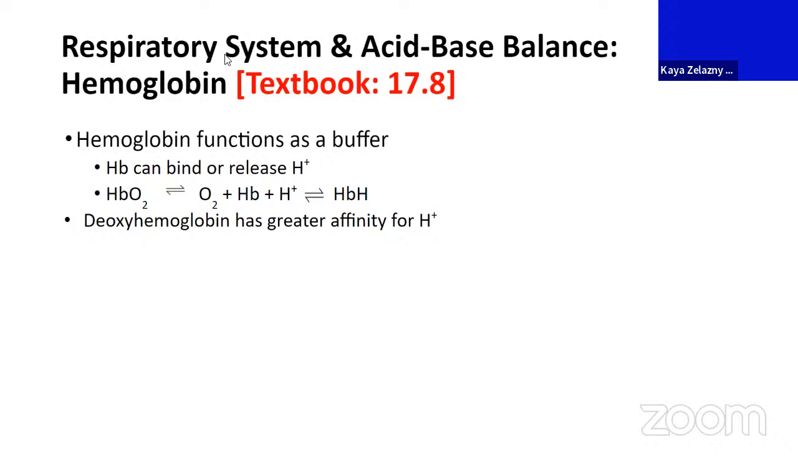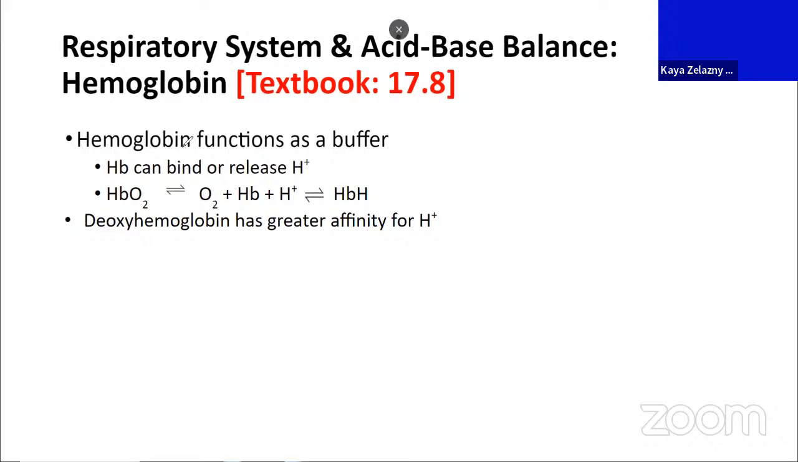One of the buffers that exists in your blood for pH is actually hemoglobin itself. Hemoglobin, as we talked about, is binding oxygen at the lungs and releasing oxygen at the tissue. We talked about the relationship between hemoglobin and oxygen and what can affect it. And when we talked about the Bohr effect, one of the things that could shift the hemoglobin oxygen dissociation curve was pH itself.